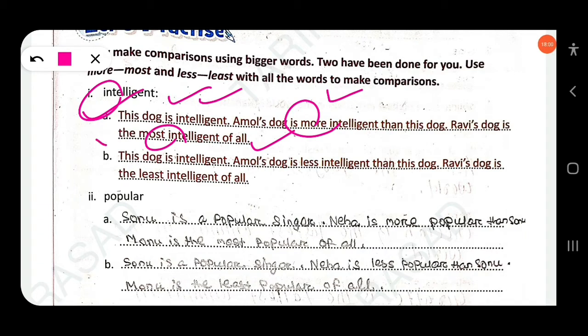So here the positive degree remains the same, but you have to change the comparative form and also the superlative form. So here more is used, you have to add less. Then the rest will remain the same because comparison is made between two. Ravi's dog is the most intelligent. So you have to just add least. Okay. Most, least, then here more, less.